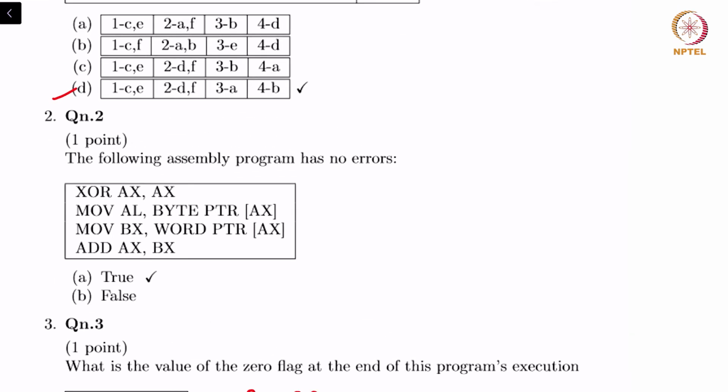In question number 2, we are asked to find out if the following assembly program has any errors. So if I had not used the prefixes for the pointers, byte and word prefixes, then there would have been an error. But given that I have used it, there are no errors, and so the answer is true.